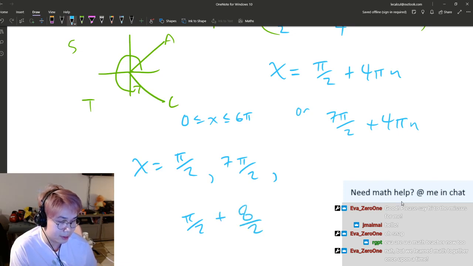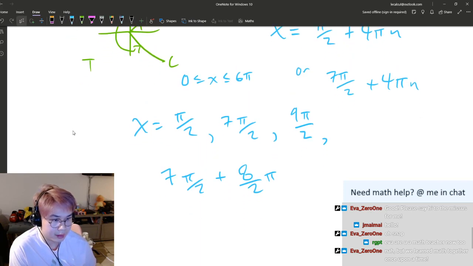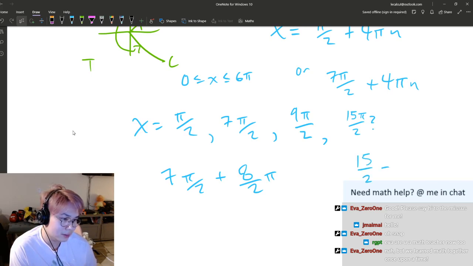Well, 4 is 8 over 2 as a fraction. So then I have 9 pi over 2. And then let me see if I can keep going. So if I add 4 pi to the second solution, then I think this works out, right? 15 pi over 2? Wait, but 15 divided by 2 is 7.5. So this is technically 7.5 pi, which is out of our domain. So no, doesn't work. So here are my three answers.